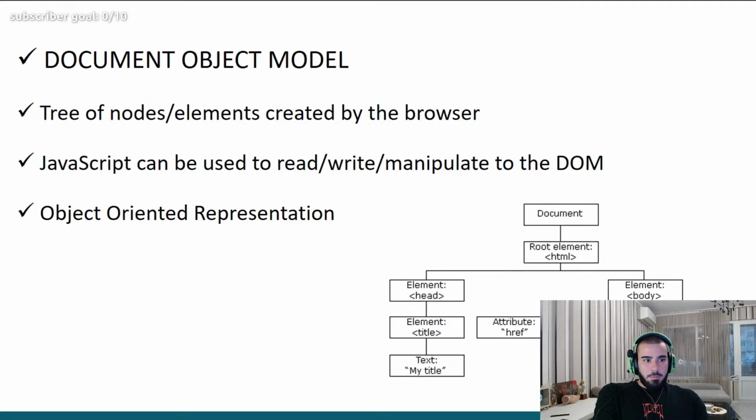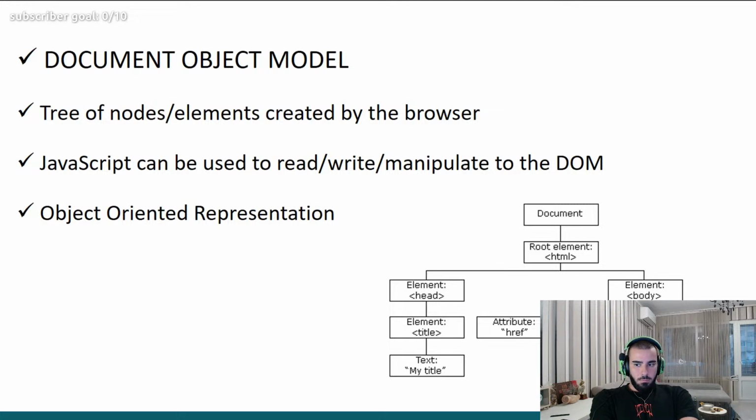Alright, so before we get started, let's talk a little bit about what the DOM actually is. It stands for Document Object Model, and it's basically a structured representation of your HTML document. It can be thought of as a tree of nodes for elements created by the browser. JavaScript can be used to manipulate the DOM and its elements. The DOM is object-oriented, meaning that each node has its own properties and methods that we can change, we can add, we can remove things. So we can manipulate basically everything on the page using JavaScript.